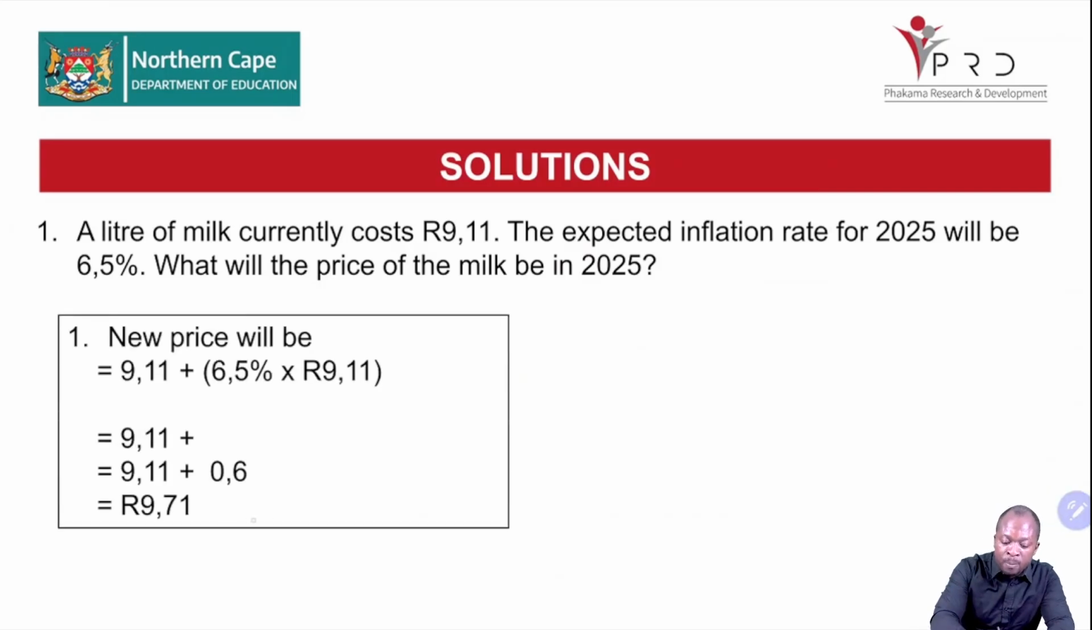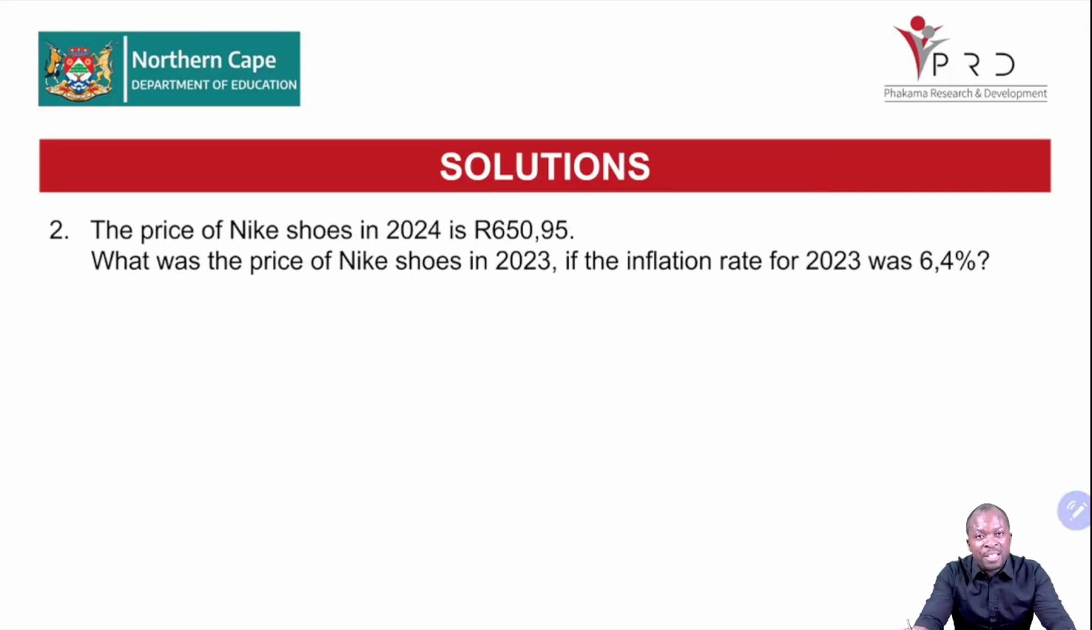So it means that if we add the inflation rate, it's just like the way you calculate VAT. Remember, VAT is 15%. But because we are talking of inflation, we are not using 15%. We are using any other percentage that the examiner gives to us. So you work out that percentage, and then whatever amount you get, you add it to the price. That's how you work out inflation.